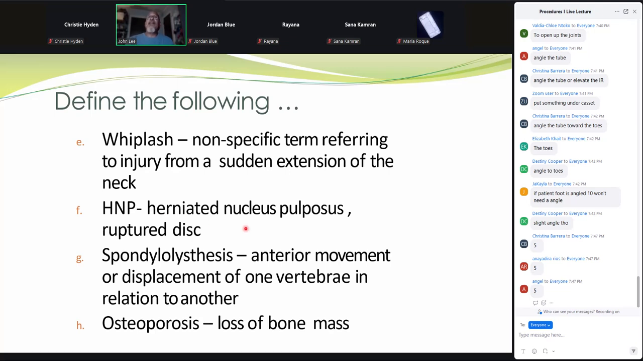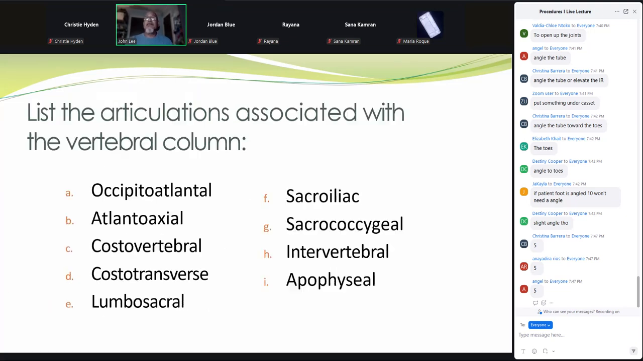HNP is a herniated nucleus pulposus, otherwise known as a ruptured disc. Spondylolisthesis is anterior movement or displacement of one vertebra in relation to another, typically seen on laterals where we would follow that normal curvature. We might have a vertebral body that sticks out further than another. Osteoporosis, of course, is loss of bone mass.